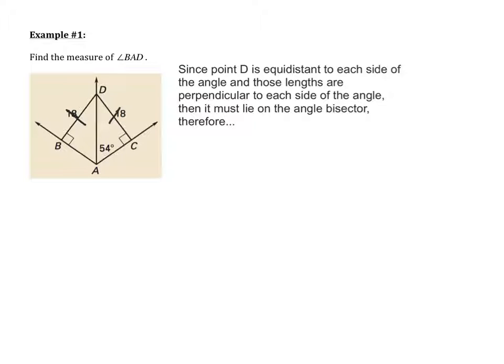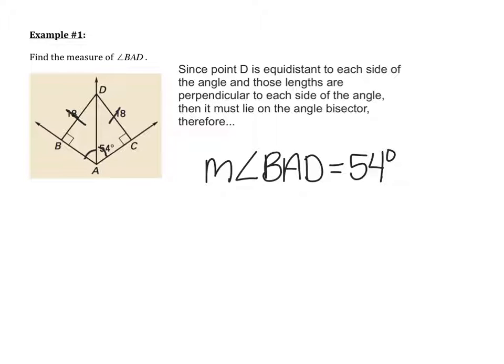So again, since point D is equidistant to each side of the angle, and those lengths are perpendicular to each side of the angle, then it must lie on the angle bisector. This is according to the converse of the angle bisector theorem. So therefore, angle DAC would be congruent to angle DAB. If this angle is 54 degrees, then that angle is 54 degrees. So the measure of angle BAD, like we're asked to find, would be 54 degrees, according, again, to the converse of the angle bisector theorem.